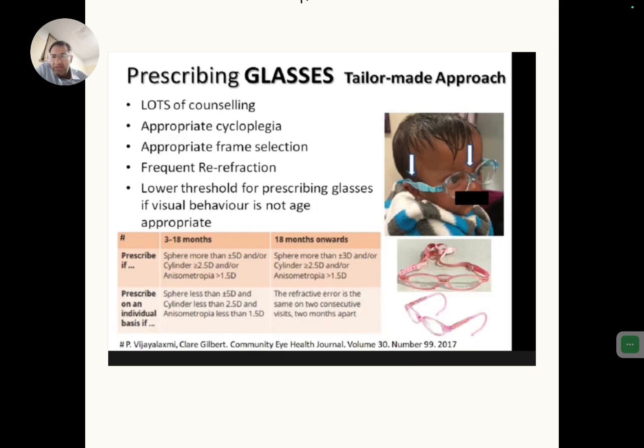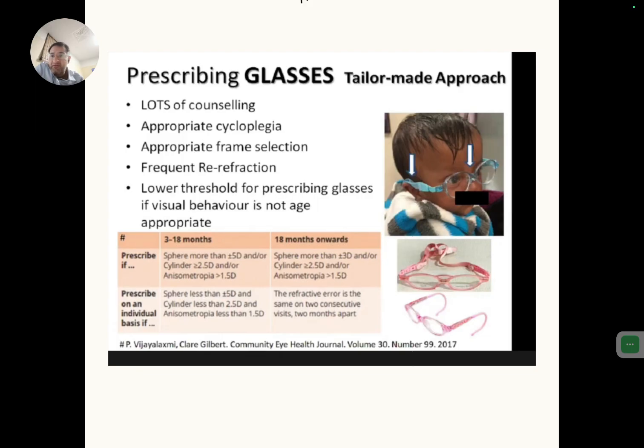Prescribe glasses at 3 to 18 months of age if the sphere is more than plus or minus 5 diopters, or cylinder is more than 2.5 diopters, or there is anisometropia between both the eyes of more than 1.5 diopters. We have to prescribe on an individual basis if the sphere is less than 5, cylinder is less than 2.5, or anisometropia is less than 1.5. It's not compulsory. For 18 months onwards, if the sphere is more than plus or minus 3 diopters, or cylinder is more than or equal to 2.5 diopters, and or anisometropia of more than 1.5 diopters, we should prescribe glasses.